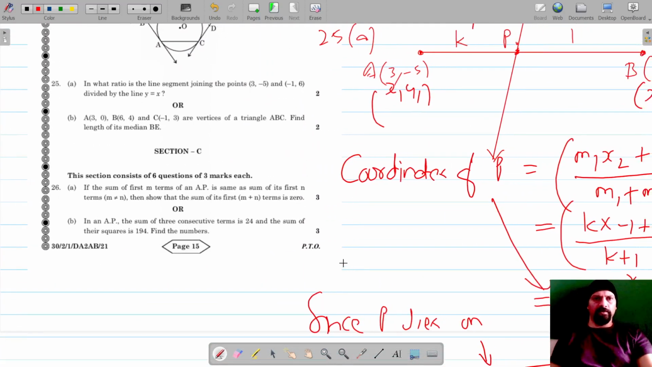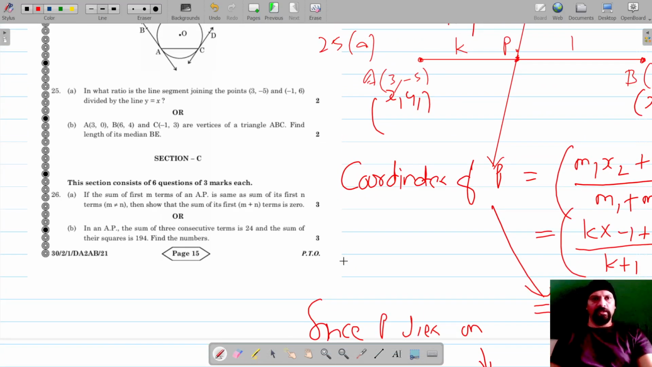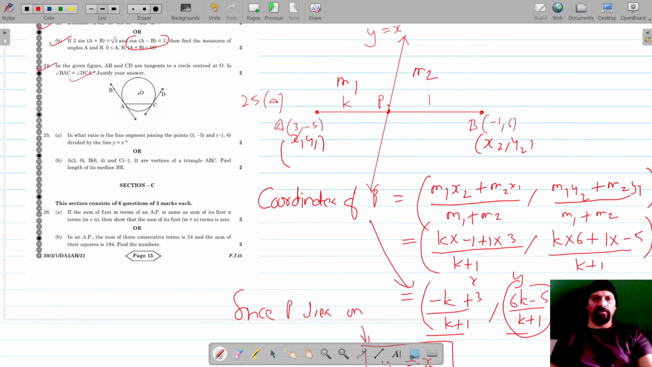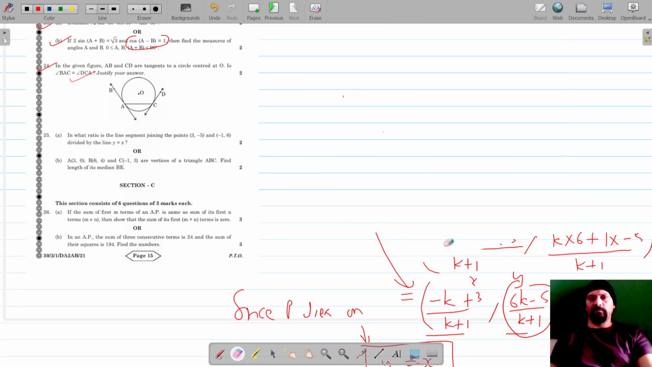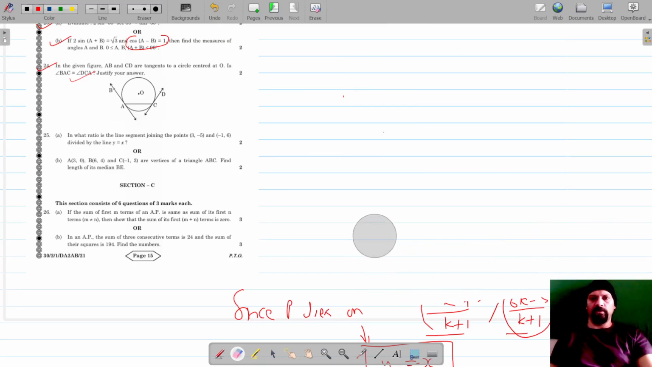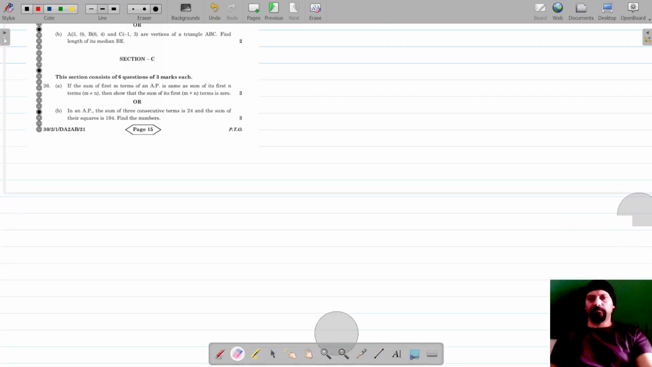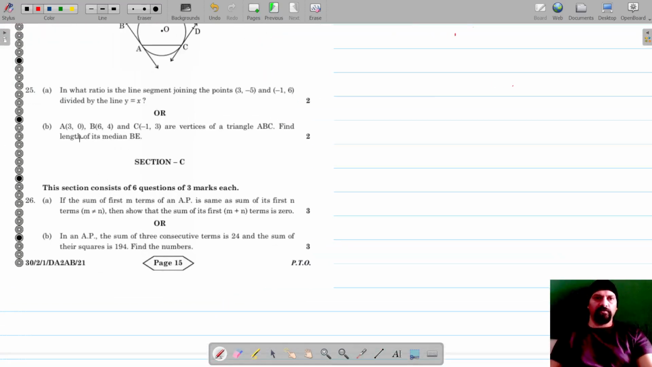Moving on to part B of the same question. It's given that A, B, and C are the vertices of a triangle ABC. We have to find the length of the median BE. Now, we know that a median is a line segment that is drawn from the vertex of a triangle to the midpoint of the opposite side. And we have to find its length. So this is part B of question number 25.